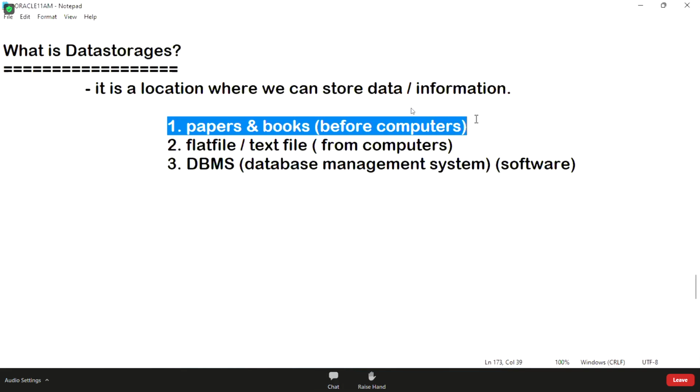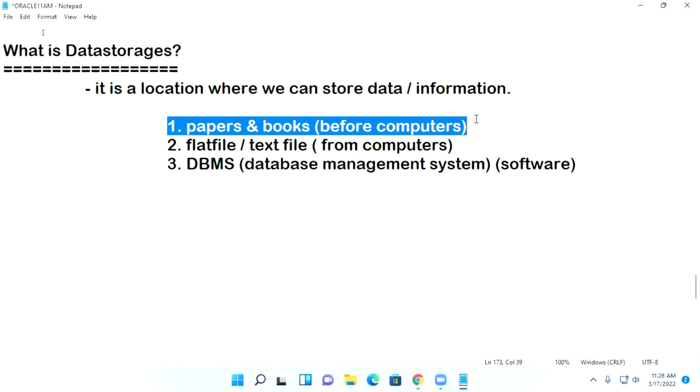So with this kind of system, manipulations are very, very difficult. There is no security, and only a very small amount of data can be handled. Yes or no? And retrieval. Retrieval means reading. Suppose you have 100 pages in your book.